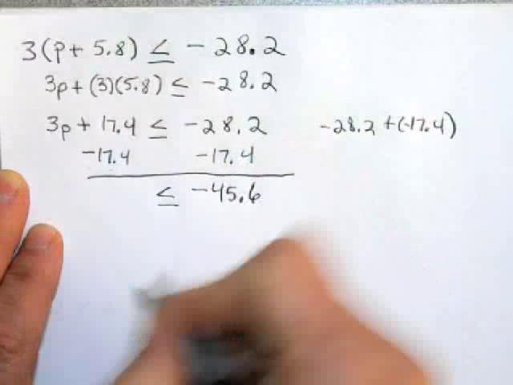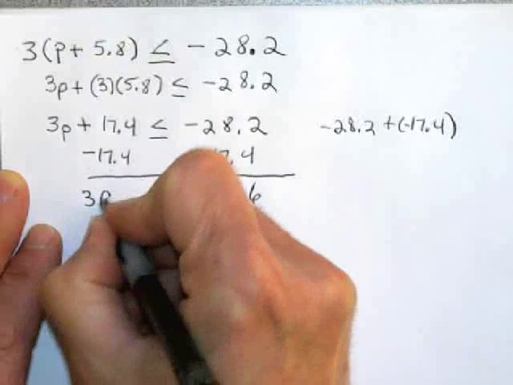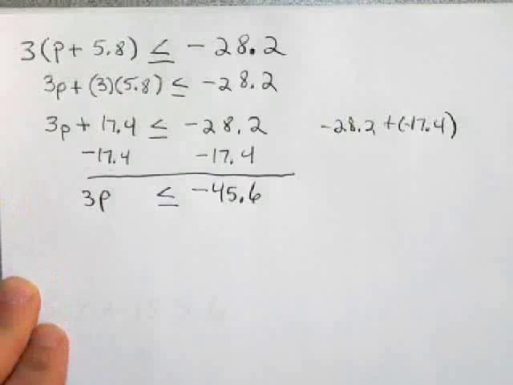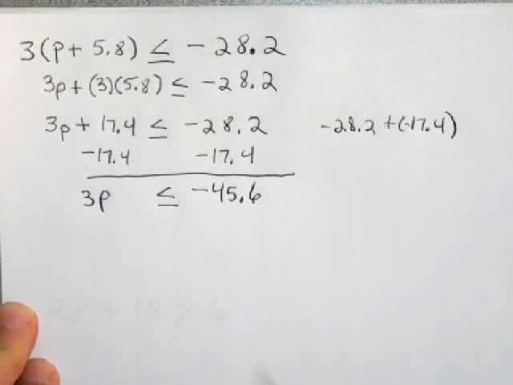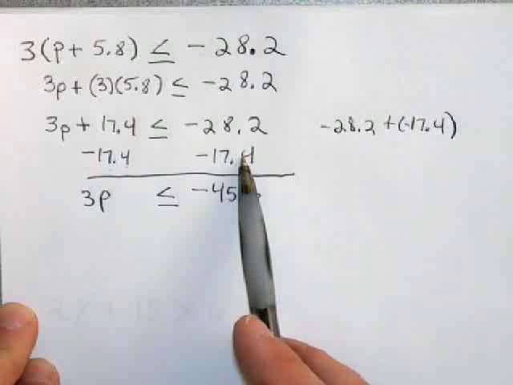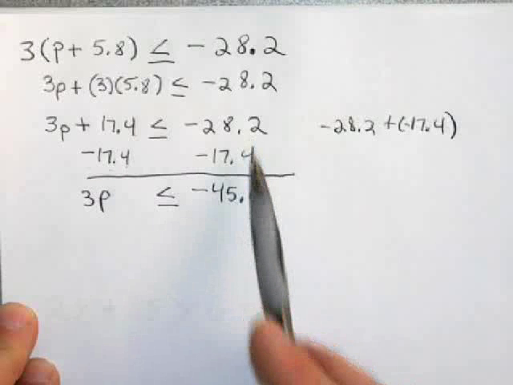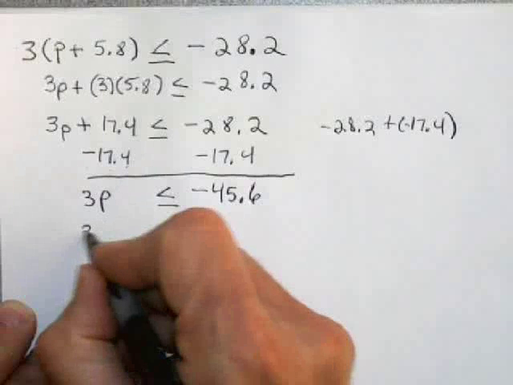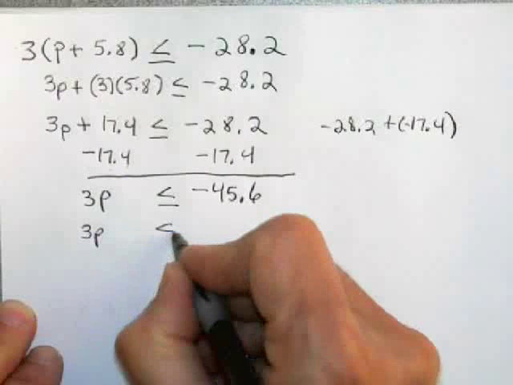Okay, and I still have 3p over here, so 3p is now less than or equal to negative 45.6. Remember, I subtracted a positive from this side, and I'm subtracting a positive from this side. When I subtract a positive from a negative, I'm moving to the left on the number line, I get more negatives. All right, let's divide both sides by 3 to isolate the variable p.